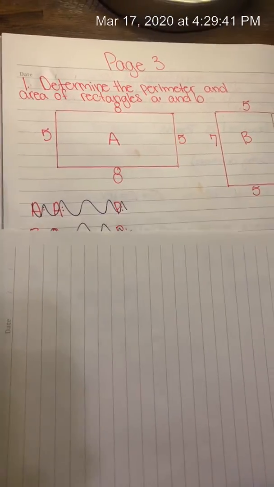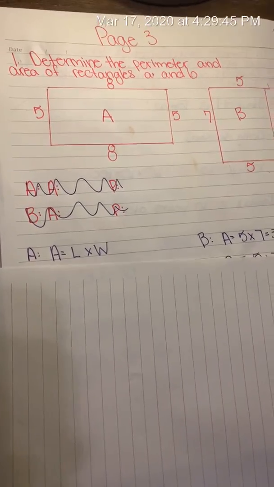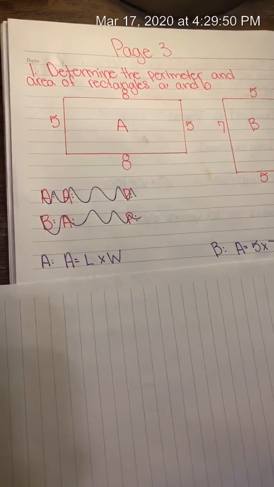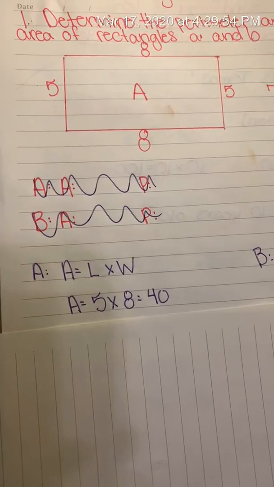So for the area, we know that the equation for area is area equals length times width. So I'm going to take 5 times 8. And I know that that is 40.